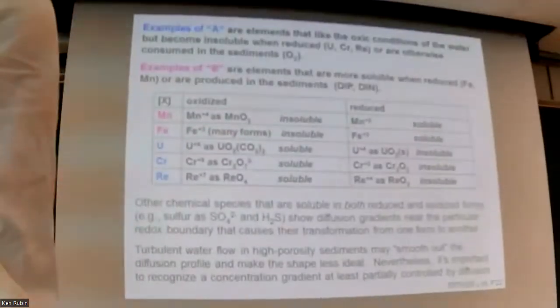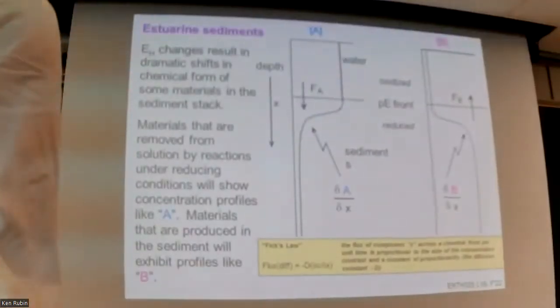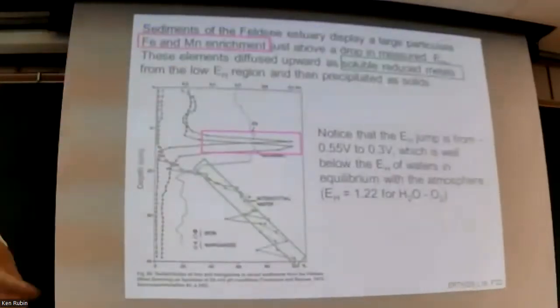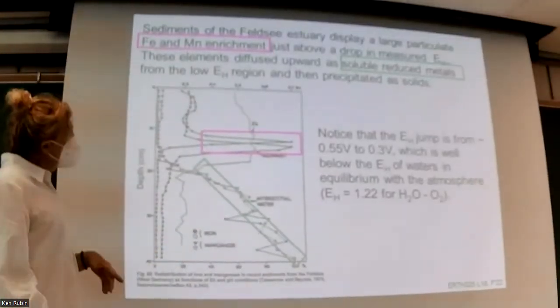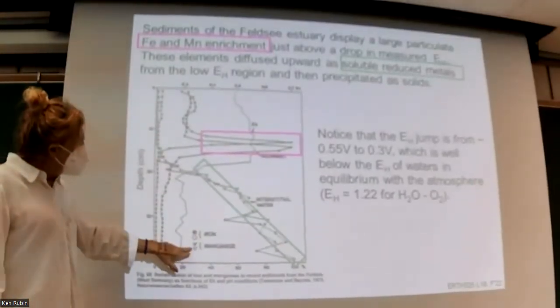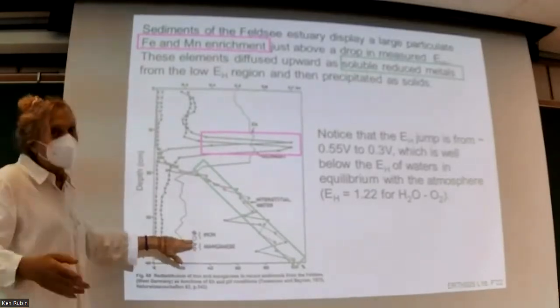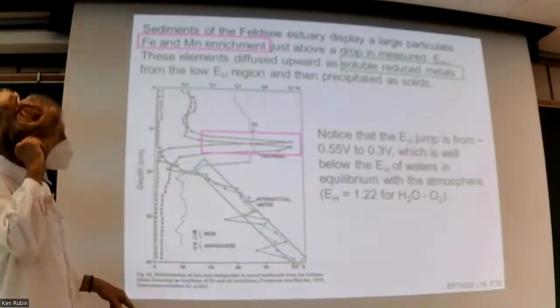Which one was the oxidized and reduced again? The open circle or the? Open is oxidized. Okay. And closed is reduced. Okay. So now if you look in the, or I should say, open is dissolved and closed is solid. Okay. That's what the distinction is.